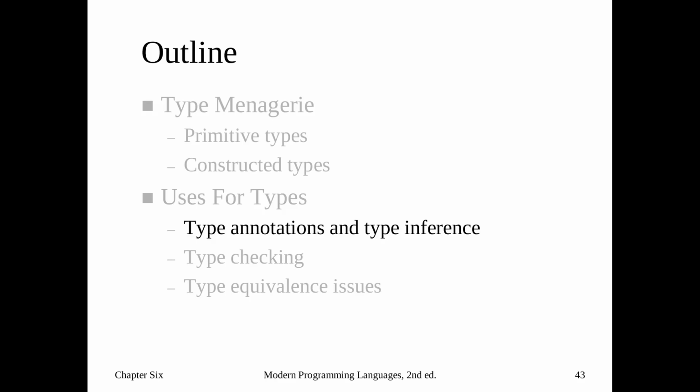So this is Computer Science 305 Programming Languages. Today we're talking about types. Specifically, we're going to look at the uses for types. So the first thing we have is type annotations and type inference.